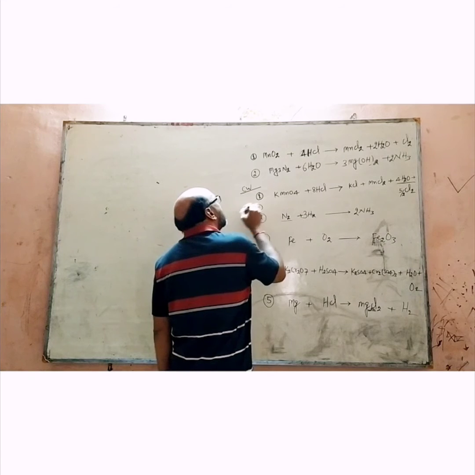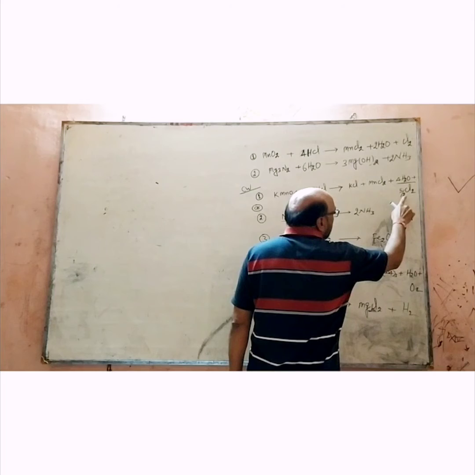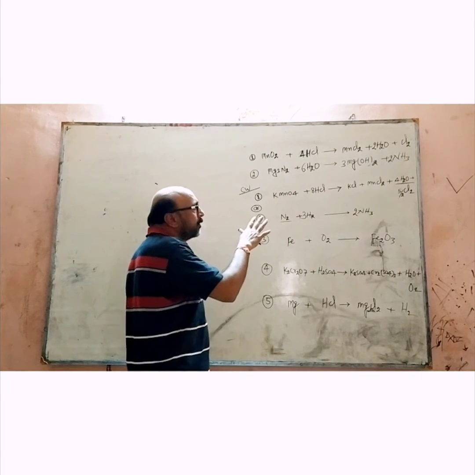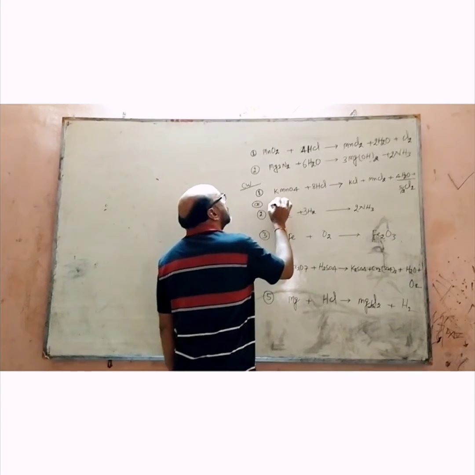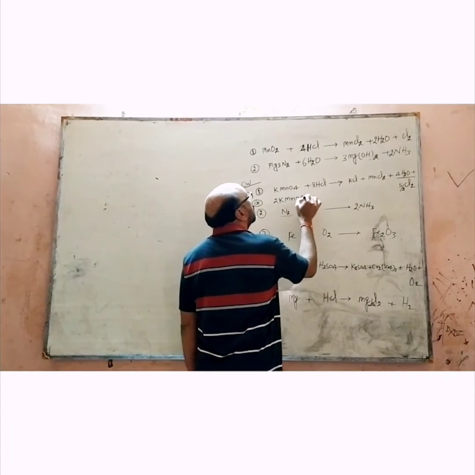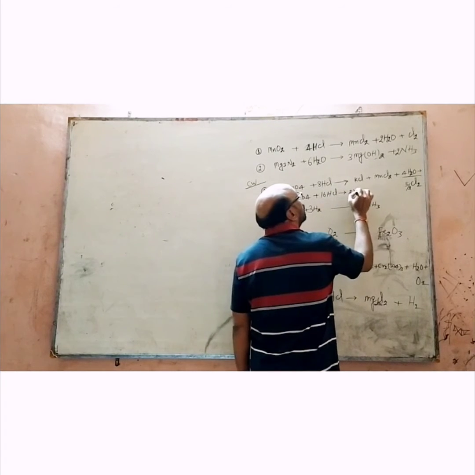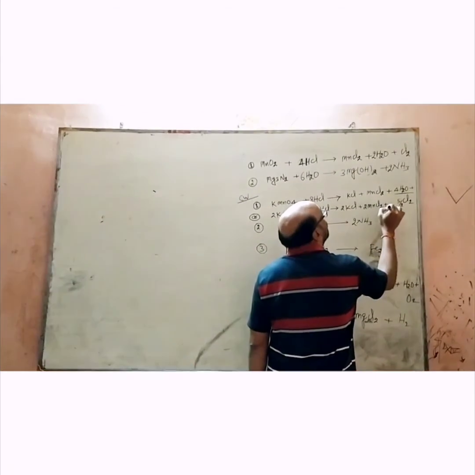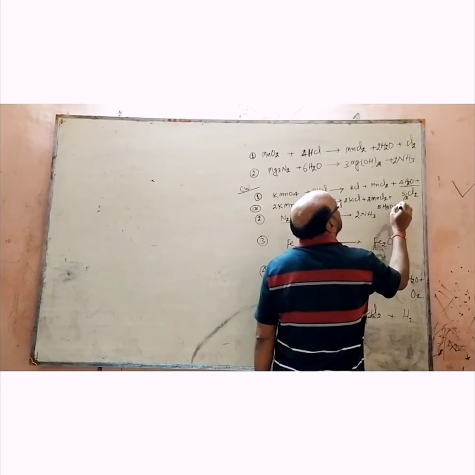This equation can also be balanced by multiplying to make this fraction into a whole number, by multiplying the whole equation by 2. So we can also write it as 2 KMnO4 plus 16 HCl gives 2 KCl, 2 MnCl2, 8 H2O and 5 Cl2.